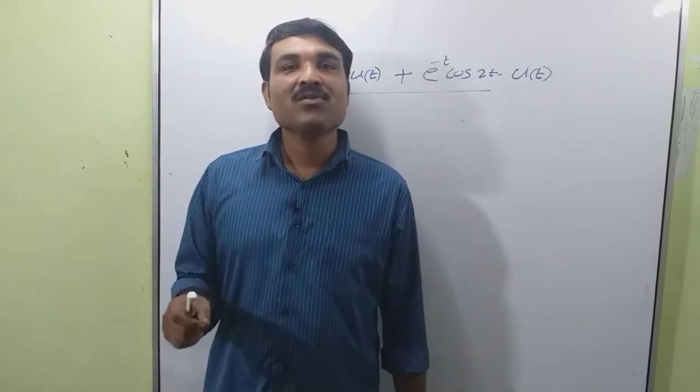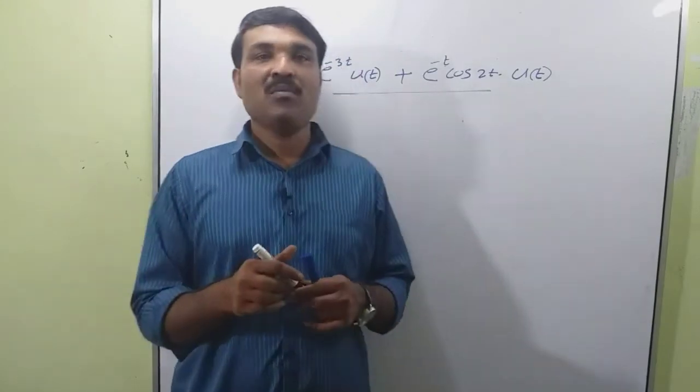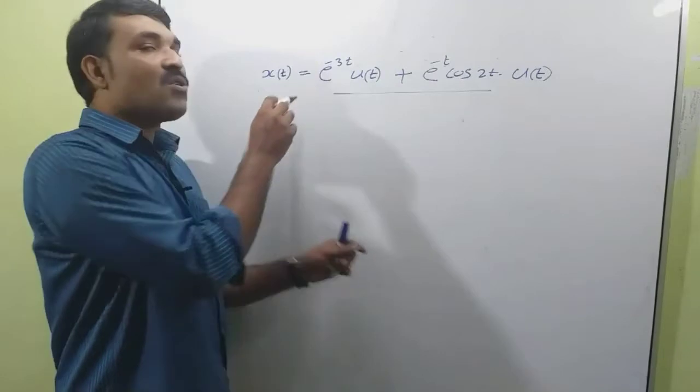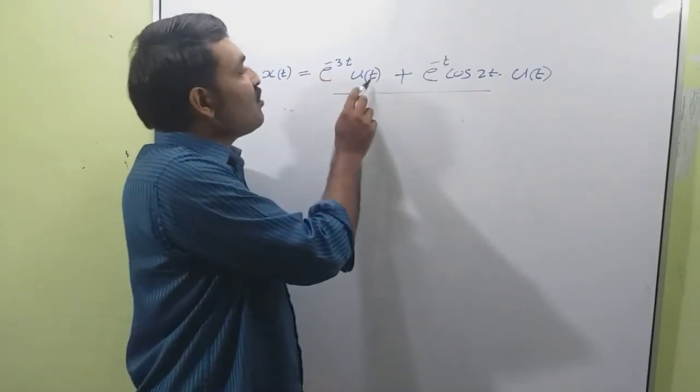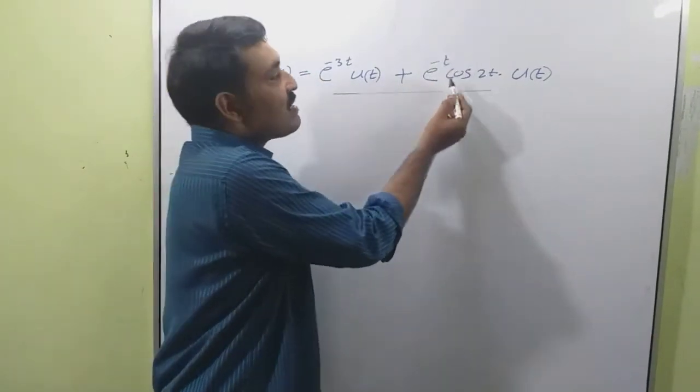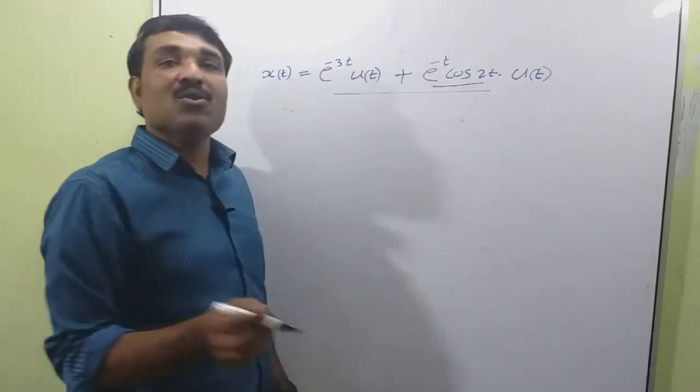Based on the properties of the Laplace transform, we have to do some problems. Our first problem is x(t) is equal to e raised to minus 3t u(t) plus e raised to minus t cos 2t u(t).